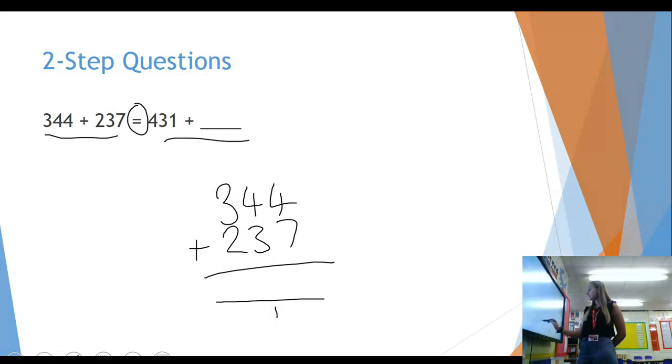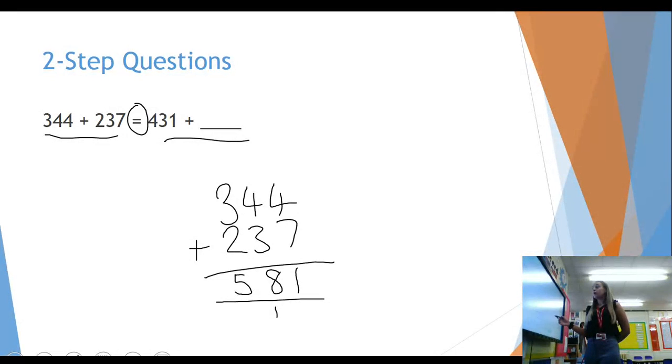4 add 7 is 11. Remember to carry our 1 at the bottom. 4 add 3 is 7. Let's not forget our 1 to make it 8. And then 3 add 2 is 5. So 344 add 237 is 581.